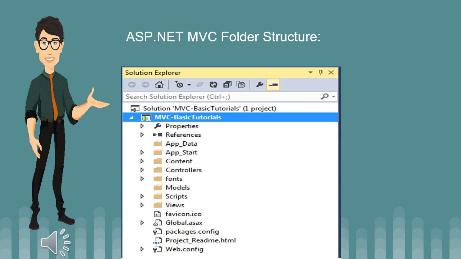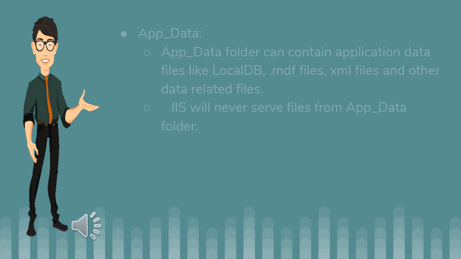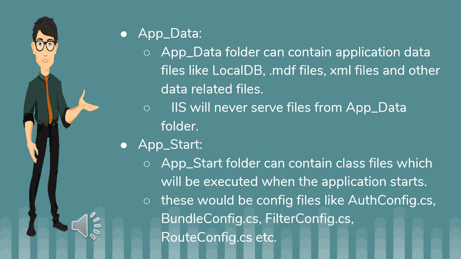ASP.NET MVC folder structure. We have created our first MVC5 application in the previous section. Visual Studio creates the following folder structure for an MVC application by default. App_Data. The App_Data folder can contain application data files like LocalDB, MDF files, XML files and other data-related files. IIS will never serve files from the App_Data folder.